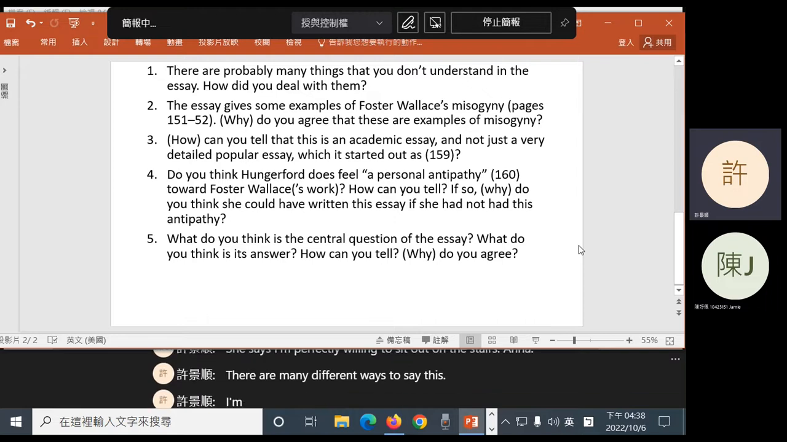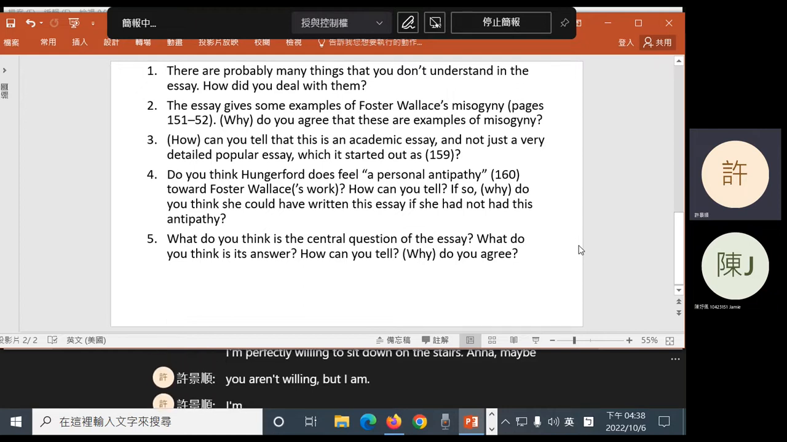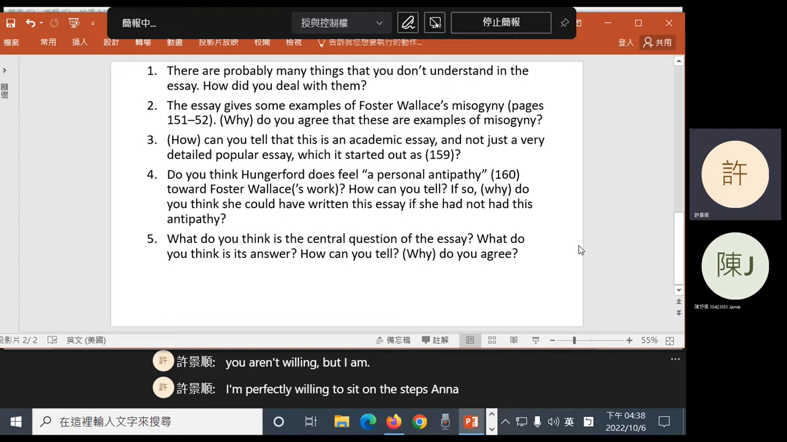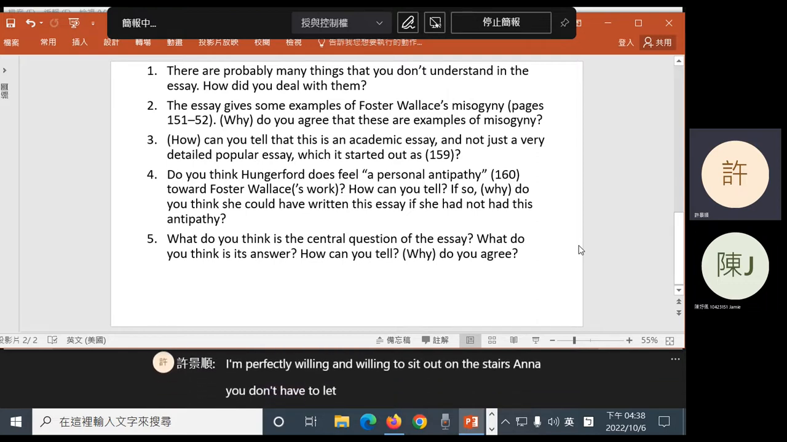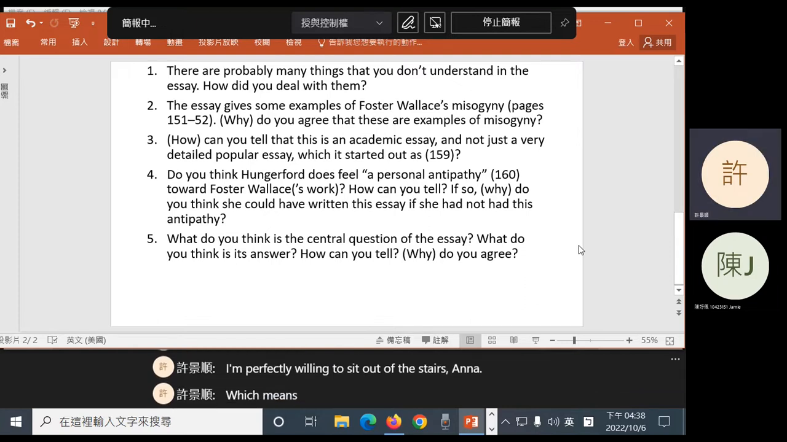"I'm perfectly willing to sit out on the stairs, Anna." Maybe you aren't willing, but I am. "I'm perfectly willing to sit on the steps, Anna." I don't have to stand. Sitting is fine. "I'm perfectly willing to sit out on the stairs, Anna." You don't have to let me in. I'm willing to sit outside. Or even something like, "I'm perfectly willing to sit out on the stairs, Anna." Which means she's not willing at all.